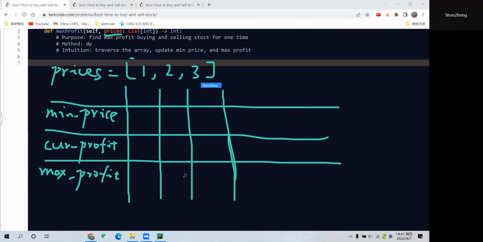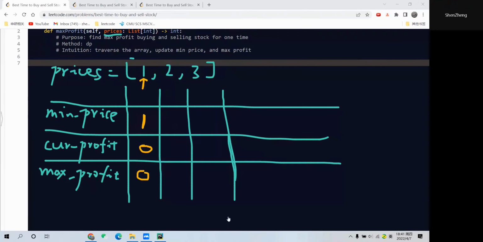Okay, now let's traverse through the array. So we're starting at this one. And here the price is 1, so the minimum price here can only be set to 1, right? And the current profit should be price minus minimum price, right? Because we can only purchase at the minimum price and sell it at the current price. So 1 minus 1 gives us 0, right? 0 for the current profit. And the maximum profit should also be 0, right? Because previously we had no profit.